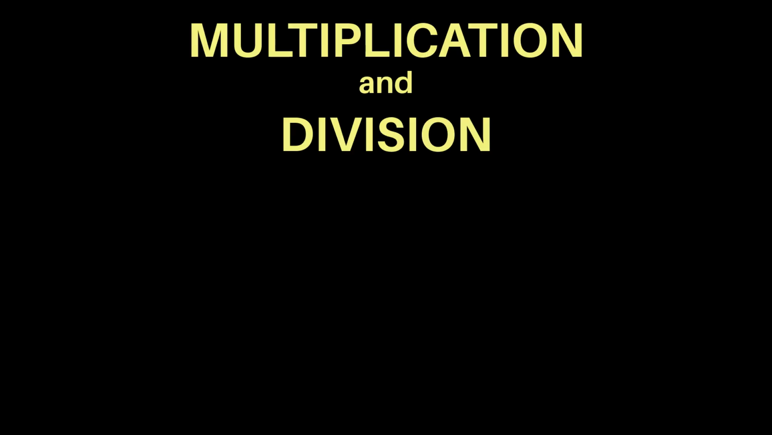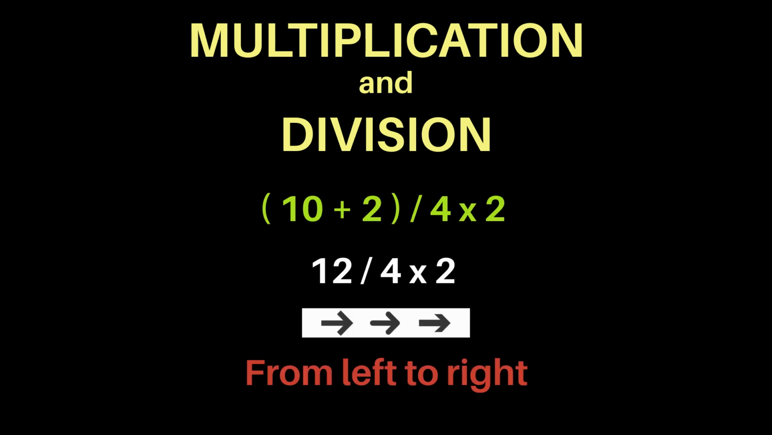Our next step, we have multiplication and division. After evaluating parentheses and exponents, we move on to multiplication and division, performing these operations from left to right. Multiplication and division have equal precedence, and are evaluated in the order they appear in the expression. This ensures consistency and eliminates ambiguity when dealing with multiple multiplication and division operations within an expression.